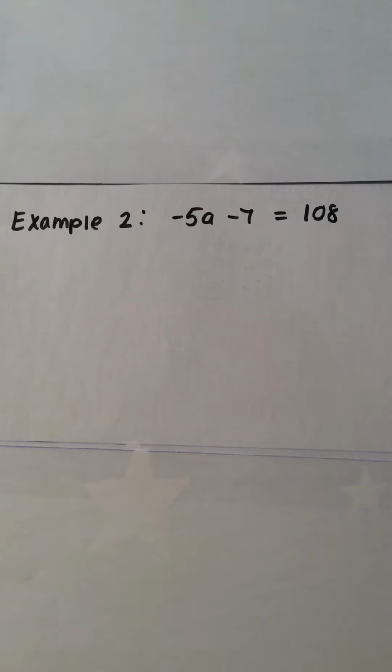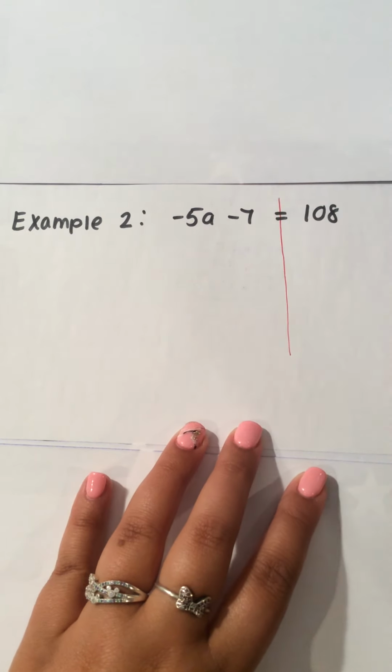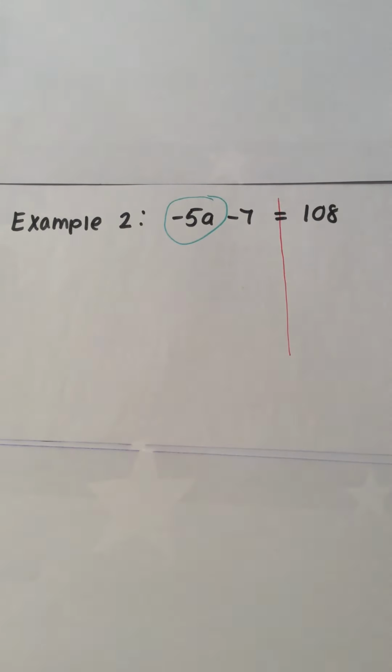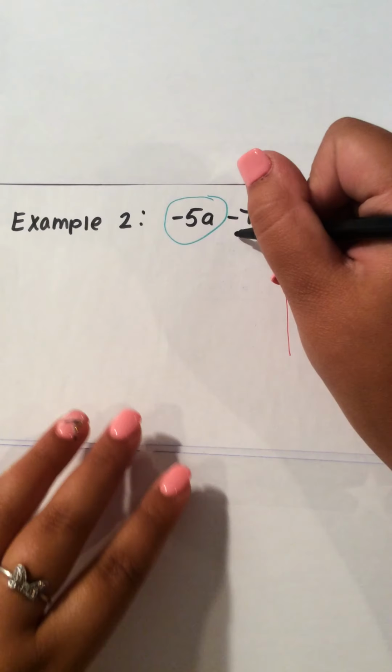Negative 5a minus 7 equals 108. You know the drill. Draw the line down the equal sign. Circle the variable and what's with it, so in this case, negative 5a. That's the variable term, and I need to get a by itself. This 7, unfortunately, is on the left-hand side as well. Well, that's got to go. This is who we're kicking out right now.